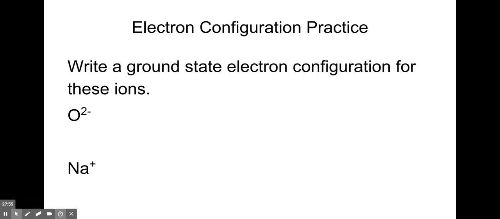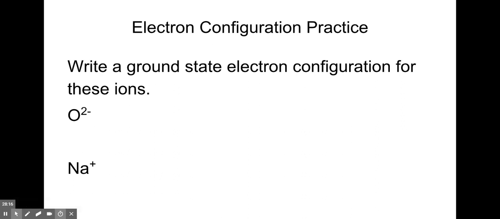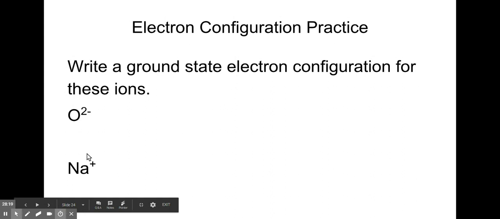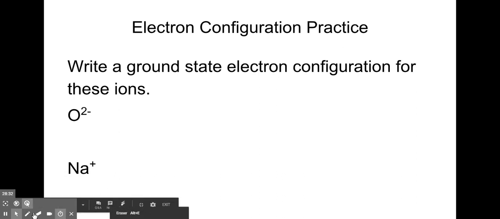Now, you may also be asked to write electron configurations for ions. Ground state just means, remember, that the lowest energy levels are filled before we go to subsequent higher energy levels. So here we want to do it for ions. Remember, for anions like oxygen, this charge shows that we have 2 more electrons than we would expect. And for cations, like sodium here, we would have 1 less electron than we would expect. So pause the video again here, and then come back, and I will show you the answers for these 2 ions.